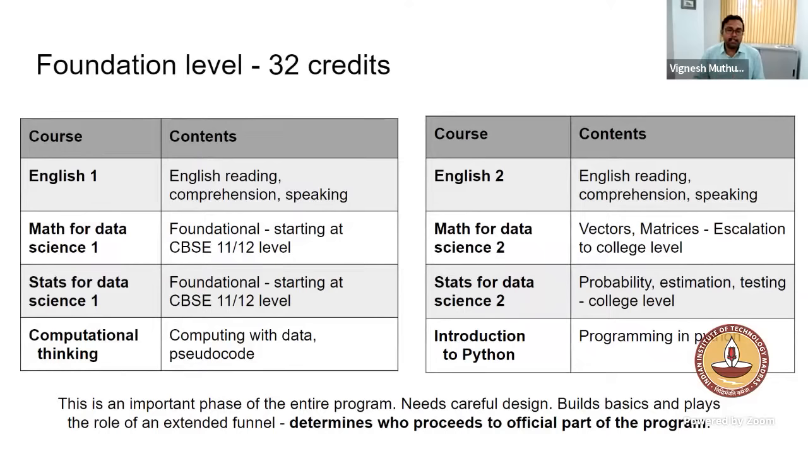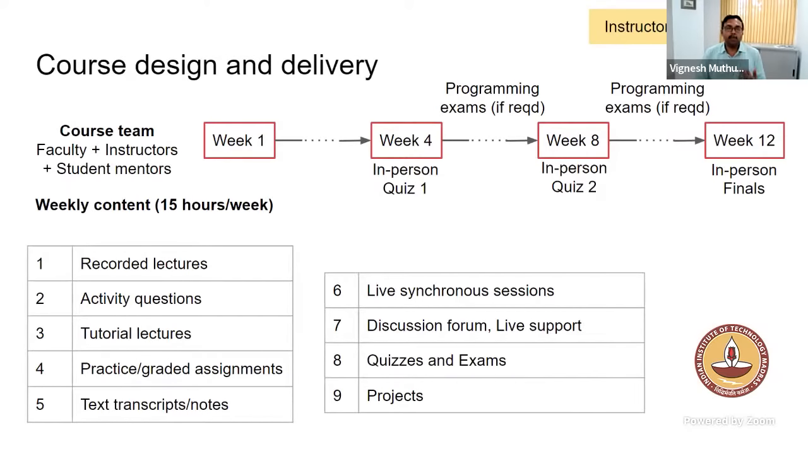So especially courses like the foundation, the introduction to Python, where programming concepts are covered, become very crucial when you go to the next level of the program. After you complete these 32 credits or 8 courses, you will be able to go into the diploma level of the program. So what happens during these courses?